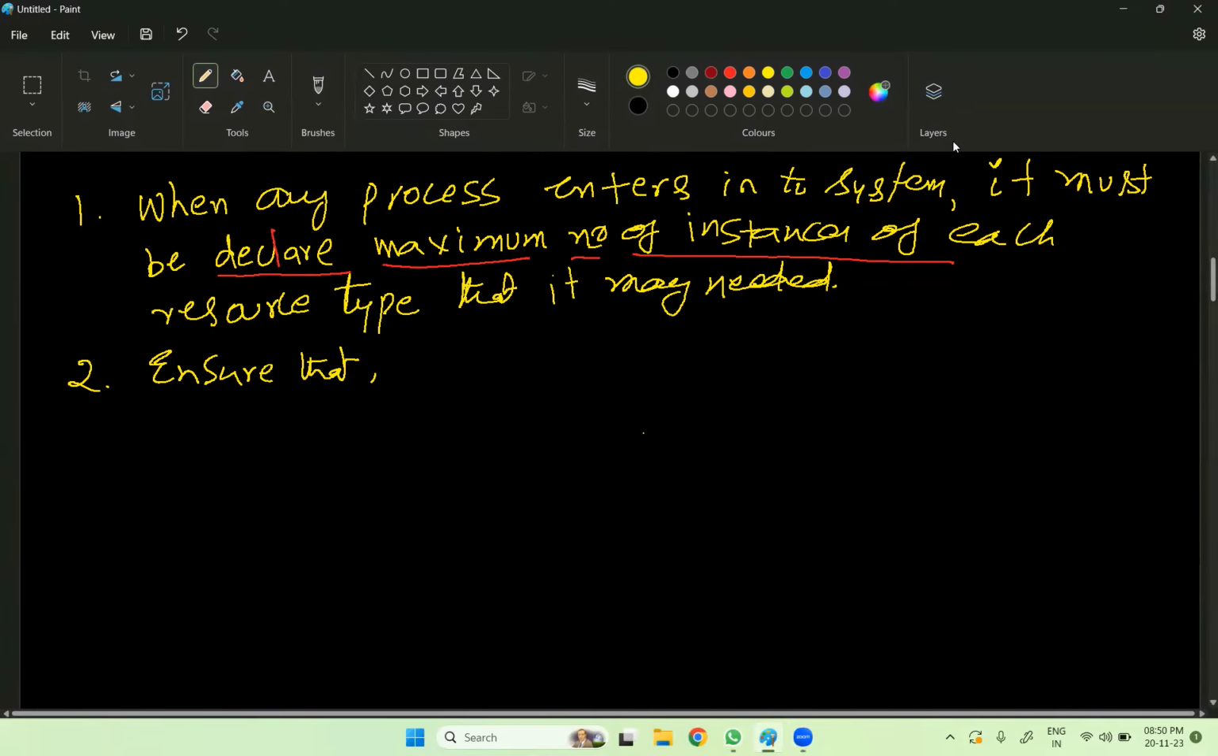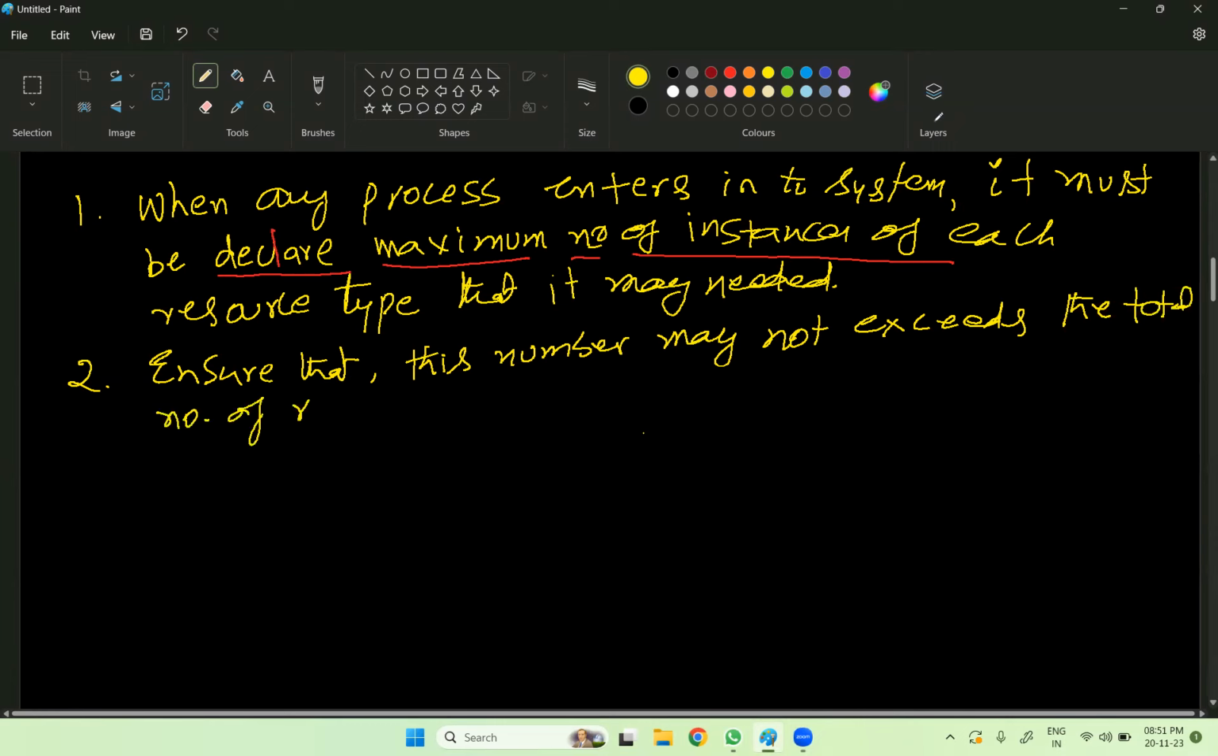However, ensure that this number may not exceed the maximum number of instances required by the process, and that number may not exceed the total number of resources in the system.